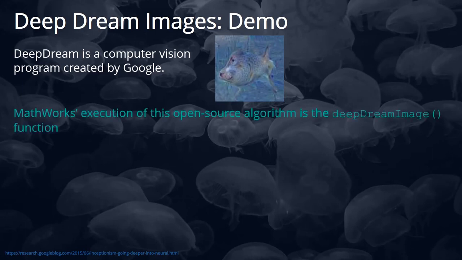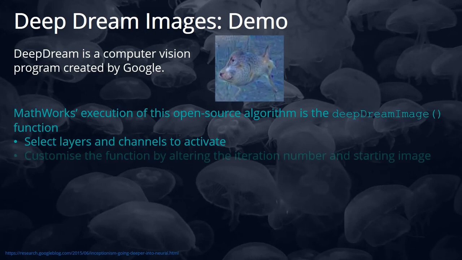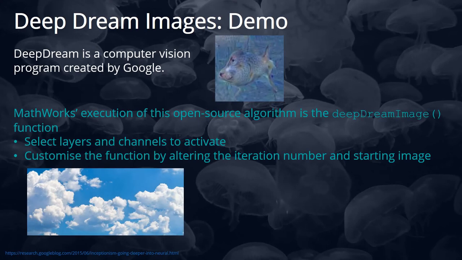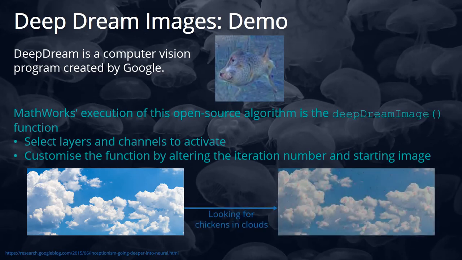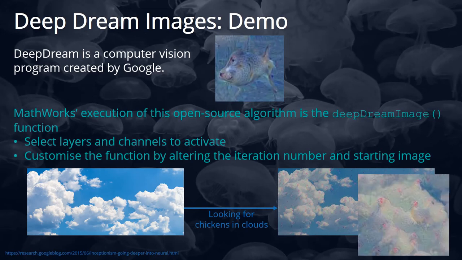In MATLAB, we have an execution of this open source algorithm with the Deep Dream Image function. You can select different layers and channels to activate, and then customize the function by altering the number of iterations you pass through and the starting image you use for the network. So for example, this is a simple image of clouds. If we want to see chickens in the clouds, for example, we can pass this through the Deep Dream Image function, and this is our output if we zoom in.